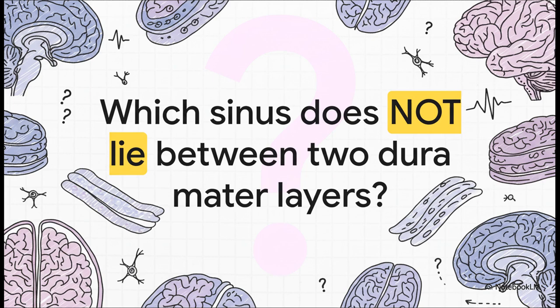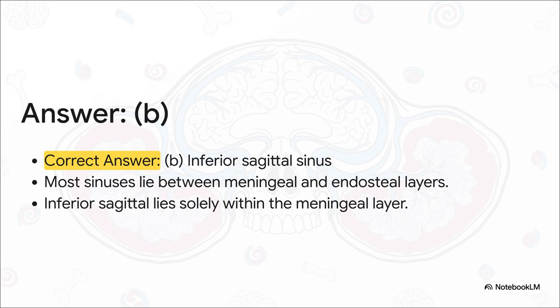Last one. Let's test your foundational knowledge of dural layers. All of the following dural venous sinuses lie in between the 2 layers of dura mater except superior sagittal, inferior sagittal, superior petrosal, or inferior petrosal. The correct choice is B.